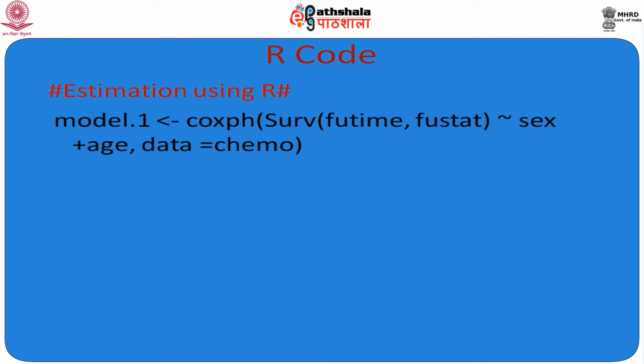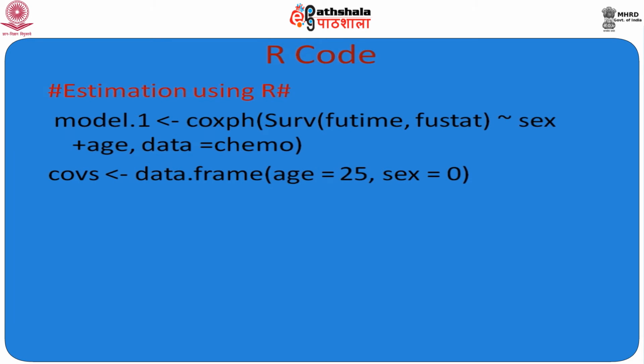Now we are going for estimation using R, where we assign model.1 with Cox proportional hazards, using survival time and status, with factors called sex and age. So it's an additive model. We are not considering any interaction term between age and sex. We are simply calling the sex and age contributions on their survival.